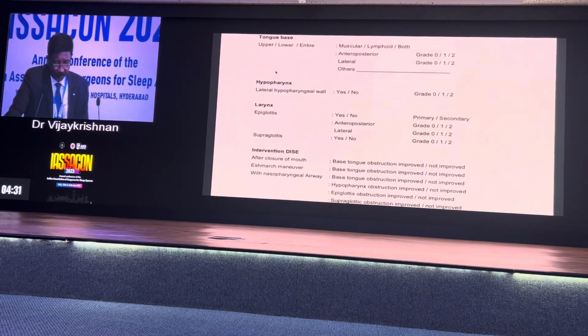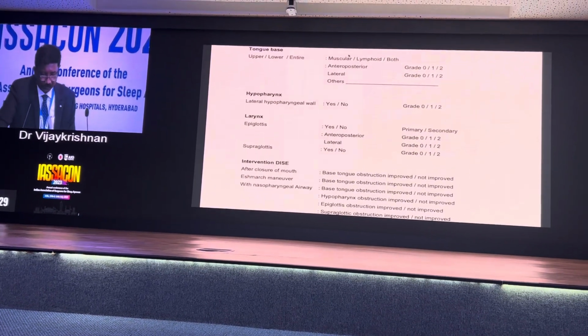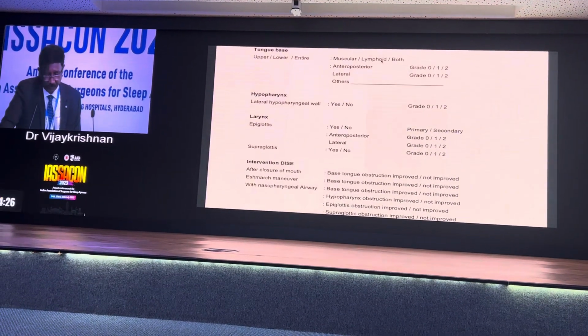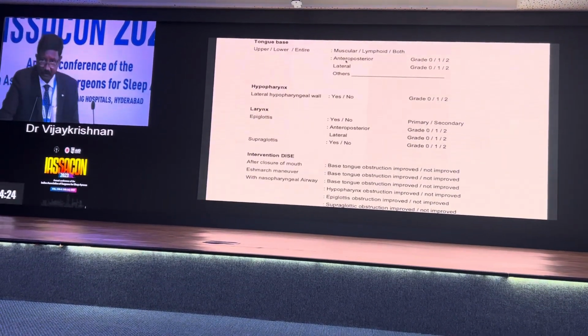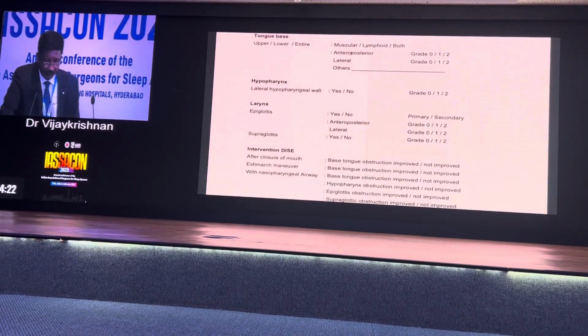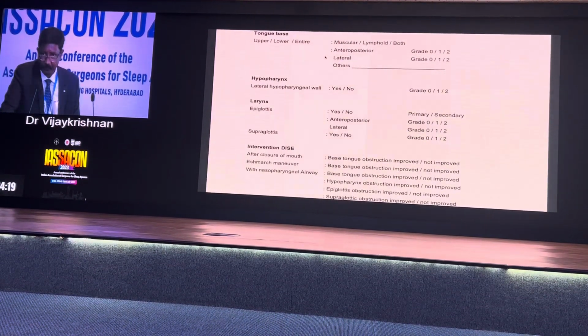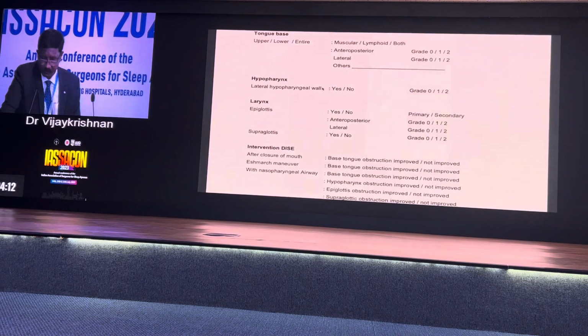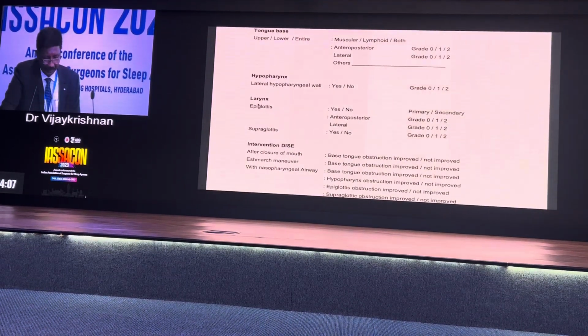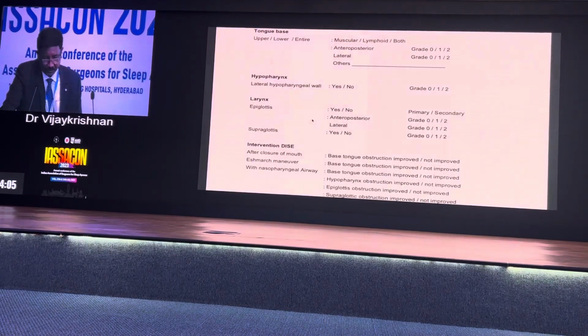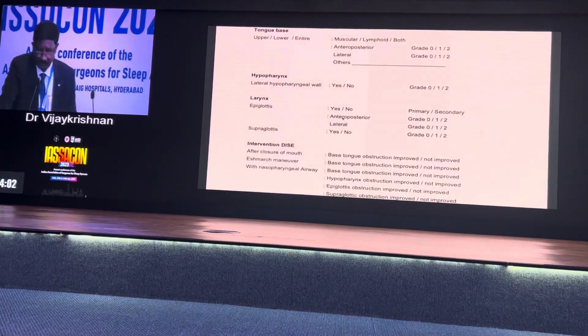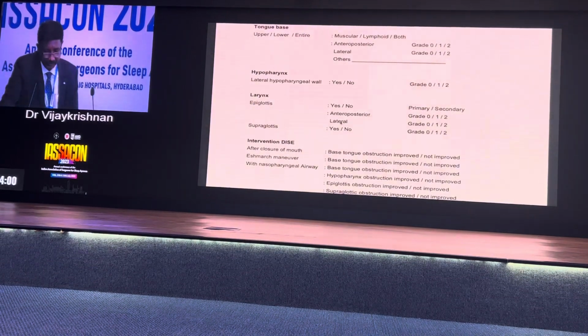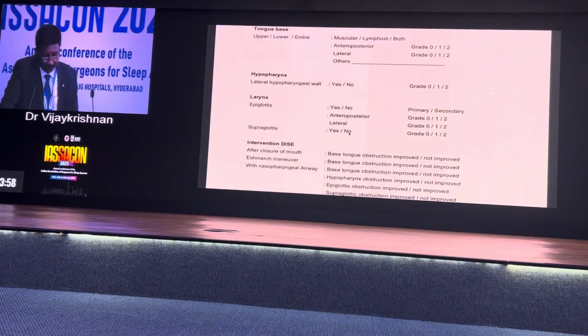Tongue base, upper or lower or entire tongue base, and in further classification whether it is muscular, lymphoid or both. And even in this classification we only speak about anteroposterior collapse, but we come across a few patients with lateral collapse of the tongue base also. Hypopharynx: is there lateral hypopharyngeal wall collapse, yes or no. And the epiglottis influences the larynx and supraglottic obstruction. Not just anteroposterior collapse, we also look for any lateral collapse of the epiglottis.